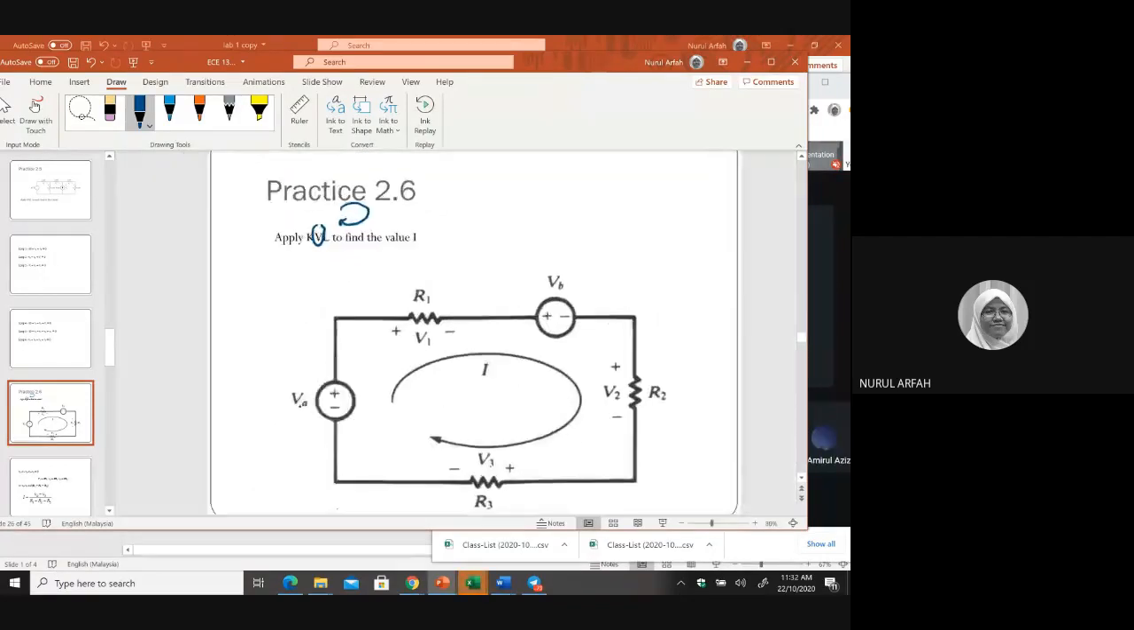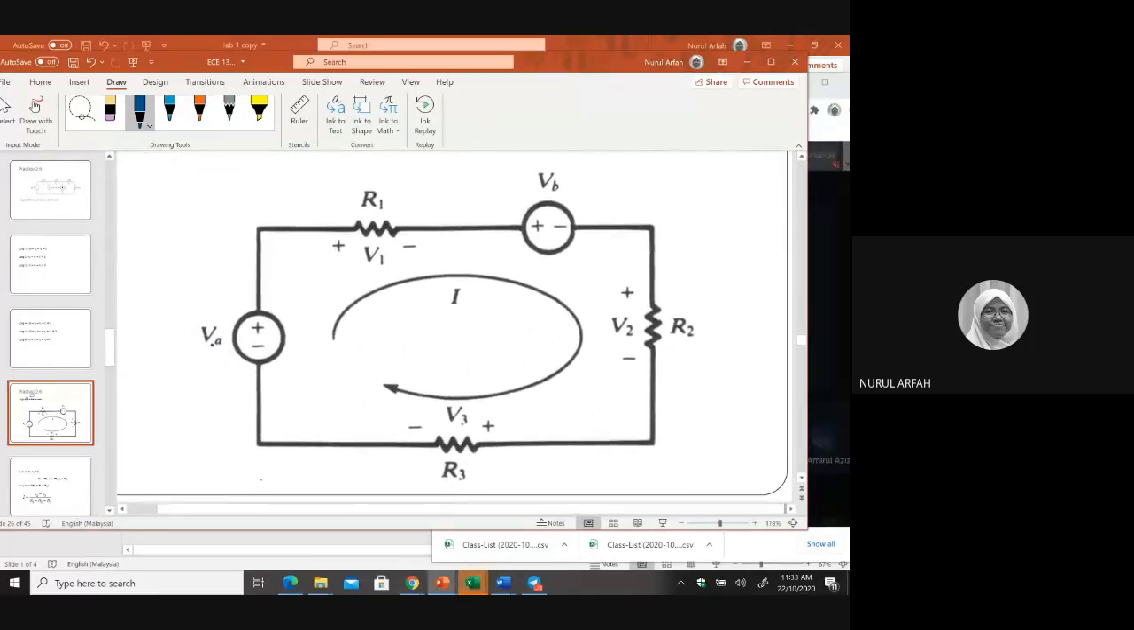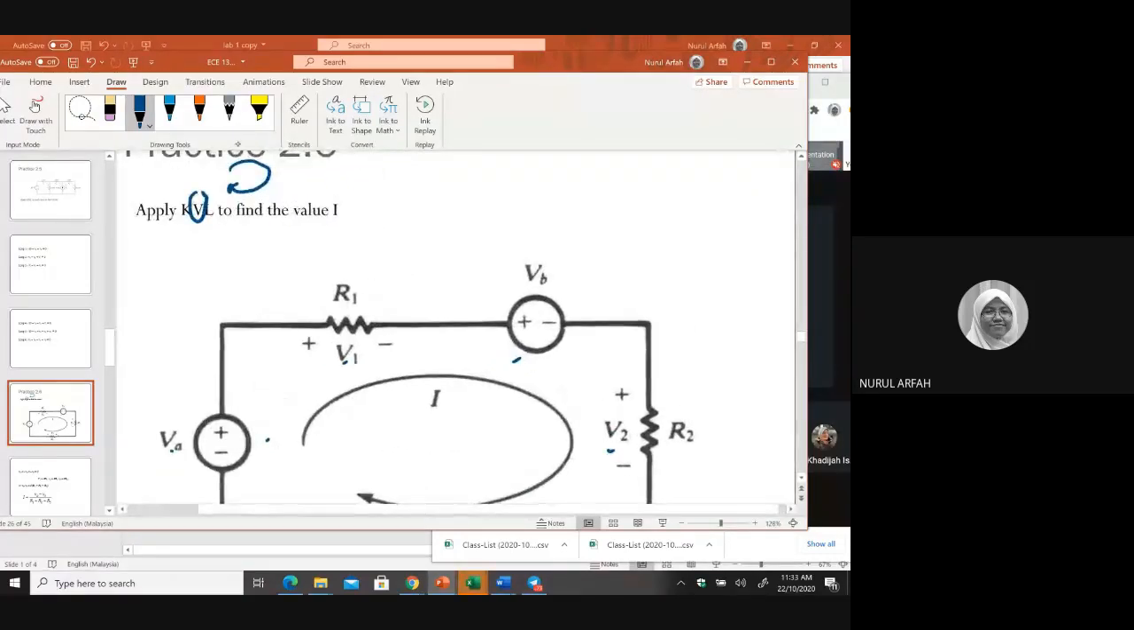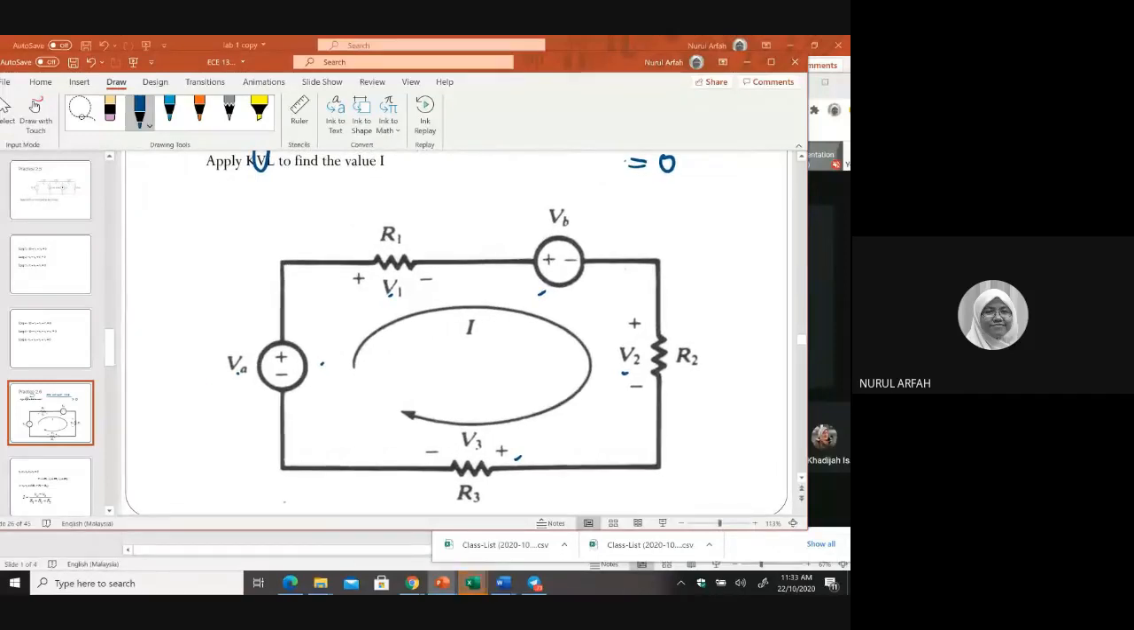All right, if you look at the question here, we have VA. How many elements do we have? 1, 2, 3, 4, and 5. Good. Because of those 5 elements, if you write your KVL around the closed loop, you should have 5 terms which sum to 0. The summation of all voltages around this circuit should be equal to 0.